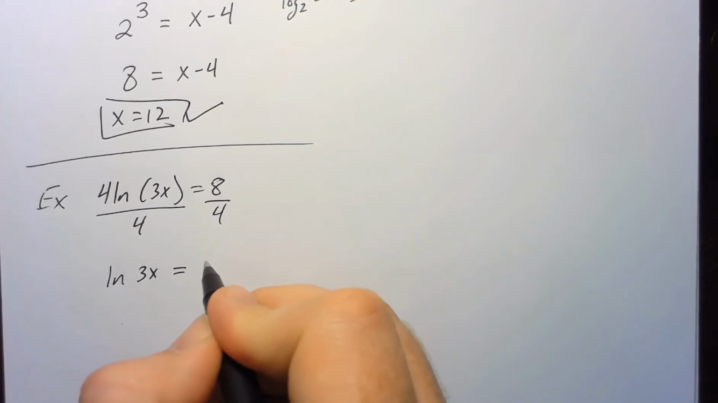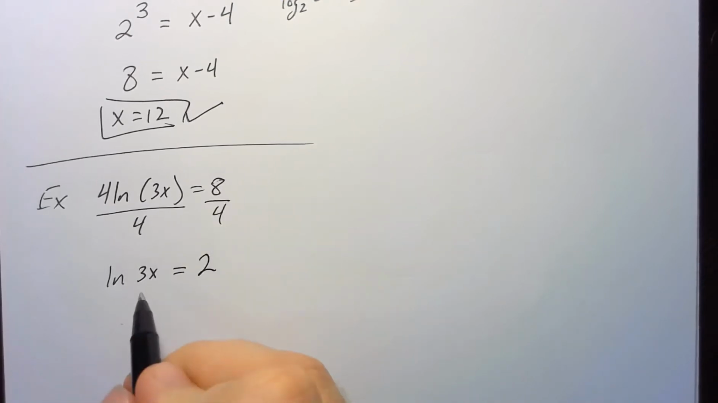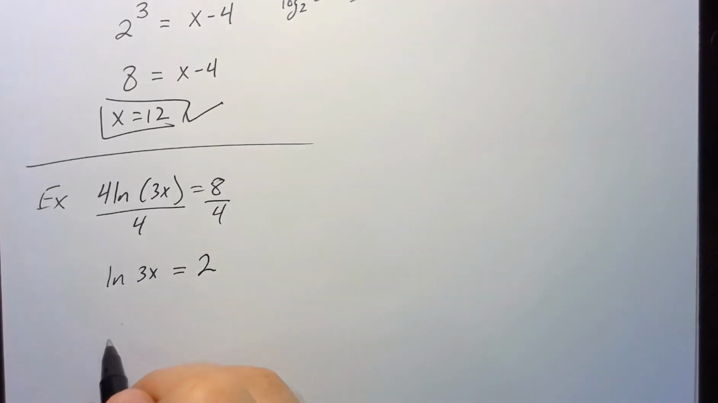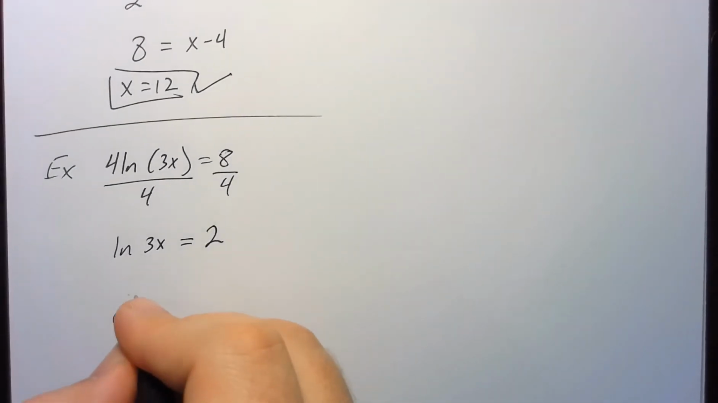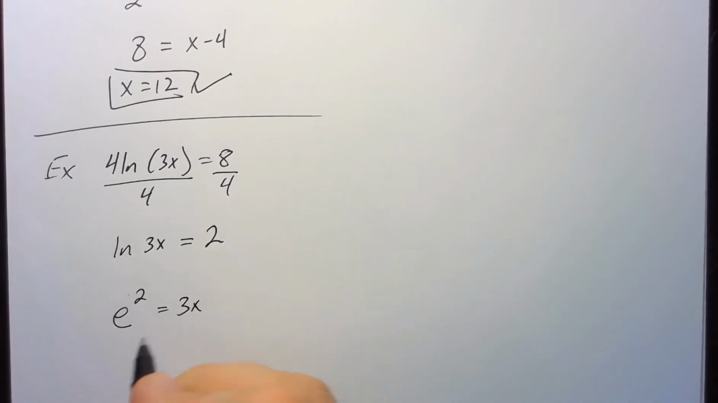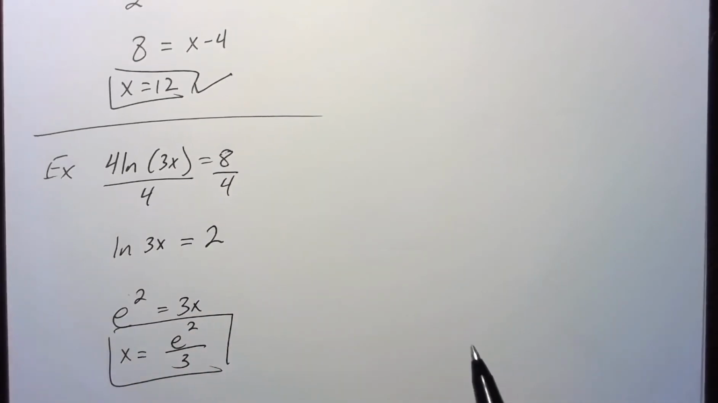So in this case, I'm going to get 8 divided by 4 is 2. And now when I change the form, I'm going to have e as my base because it's natural log. The log is equal to the exponent, which is 2, and this is equal to 3x, and therefore x is equal to e to the power of 2 all divided by 3. And that's it. That's the problem. That's all we have to do.